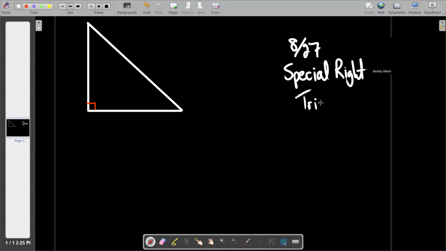Let's talk special right triangles. And this is the prologue, if you will, to allowing us to get into the unit circle. And the unit circle is the prologue that then allows us to get into other aspects of trigonometry. So one thing leads to another.